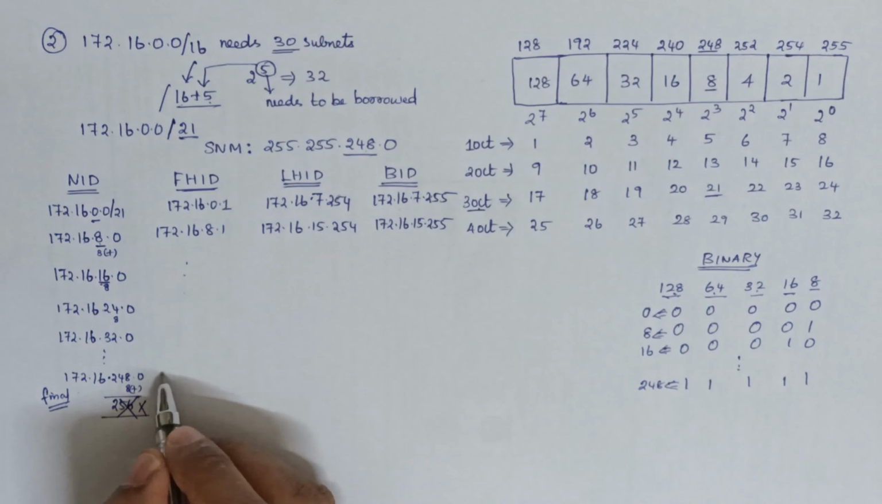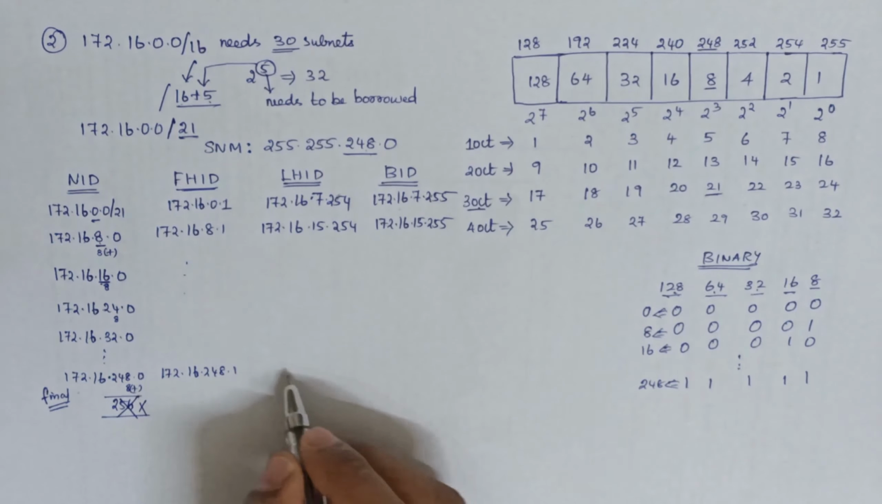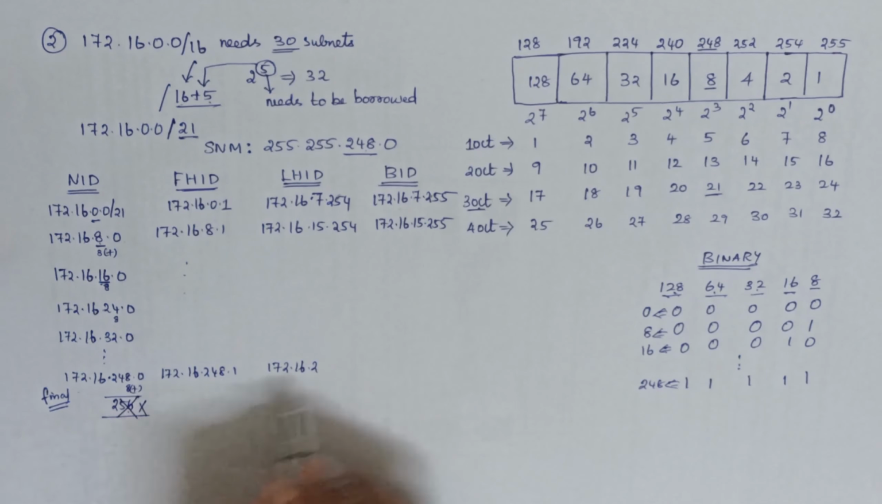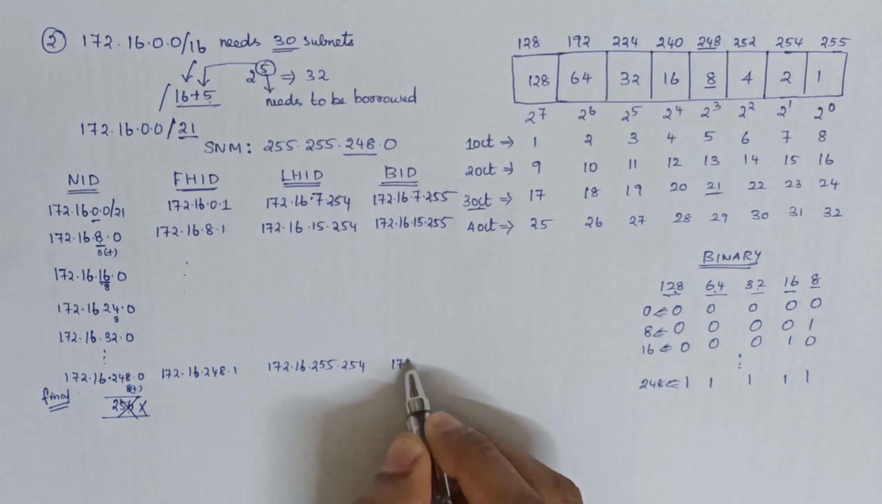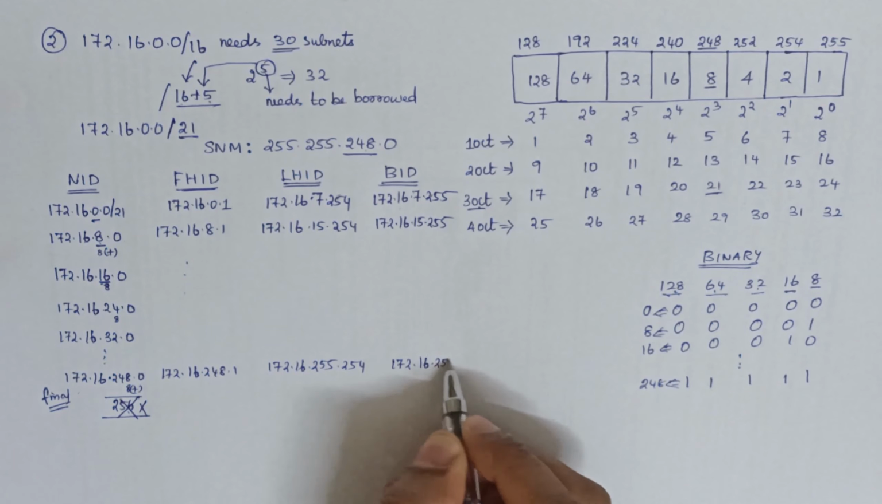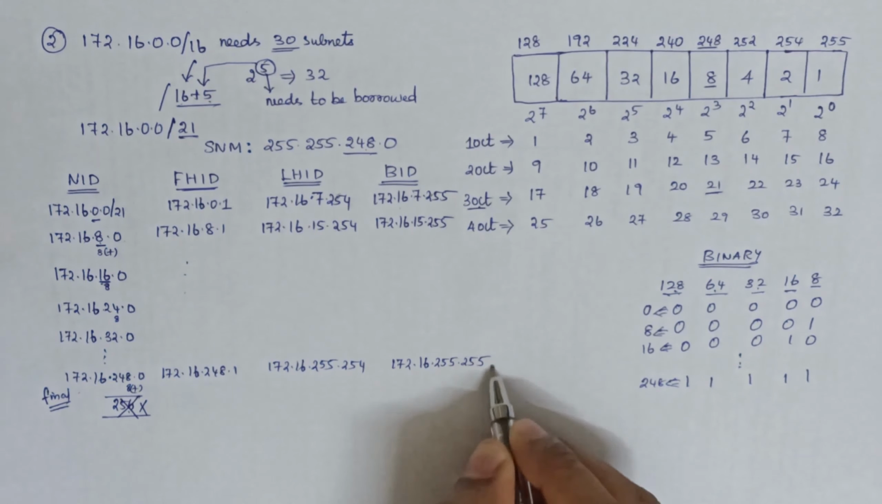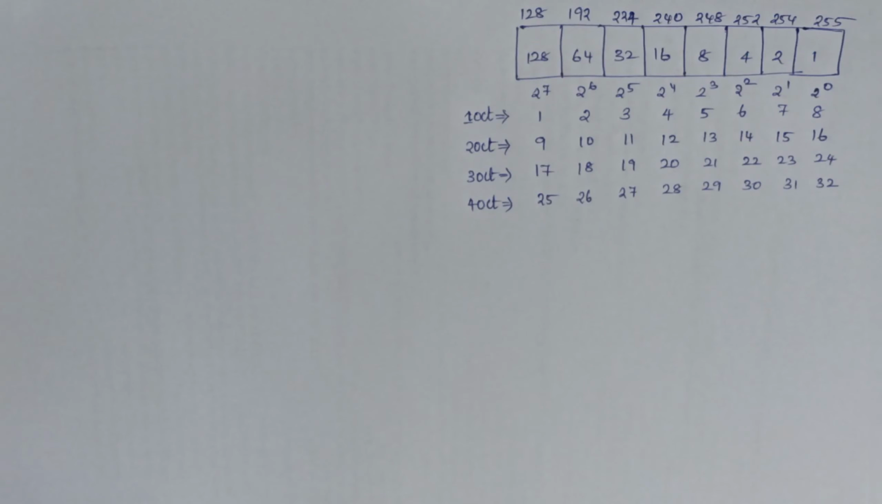When you go for the last network, 172.16.248.1, and the last host IP address 172.16.255.254, and the broadcast is 172.16.255.255. So this is how we have to compute. I hope now you could understand easily. Very simple. The same procedure we will try out with class C also.